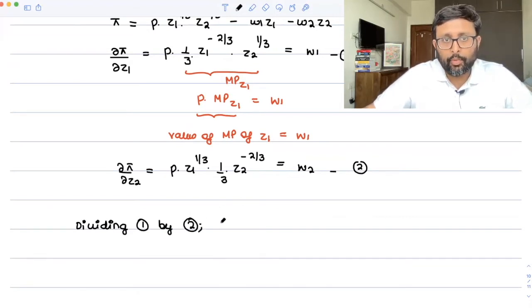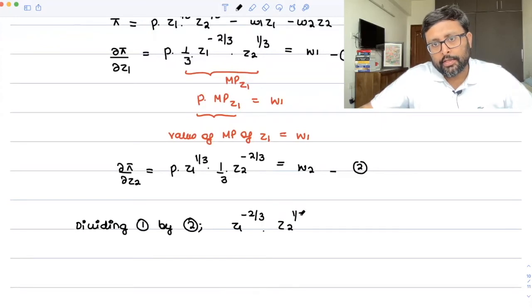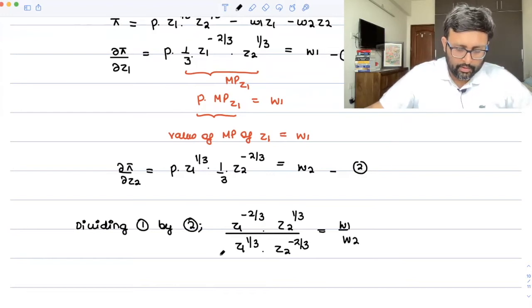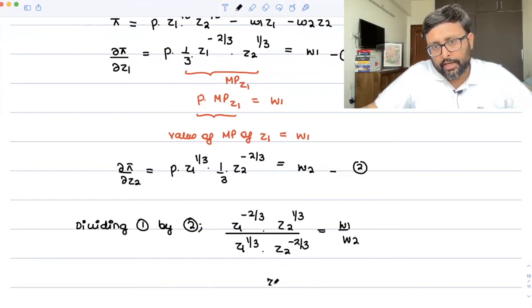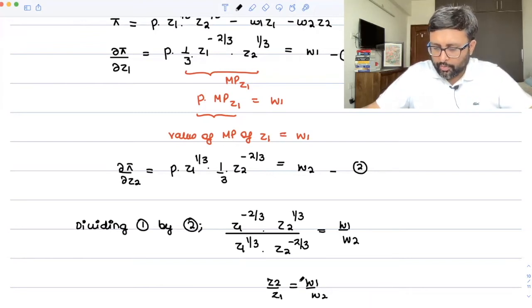Dividing first by second. So when you divide first by second, you'll be getting Z1, this P by 3 will cancel definitely. Z1 to the power minus 2 by 3, Z2 to the power 1 by 3, all upon Z1 to the power 1 by 3, Z2 to the power minus 2 by 3 equals W1 by W2. Right. So you solve this, you'll be getting Z2 by Z1 equals W2 by W1, right?